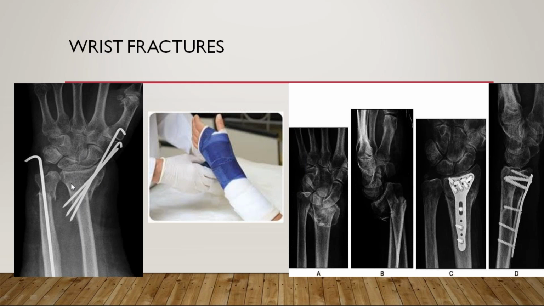If you go for operative management, two types are there. One is open reduction, and otherwise closed reduction with K-wire pinning. They will reduce the fracture site and fix it with K-wires. Otherwise, in any intra-articular fracture, that is Barton's fracture, volar Barton's or dorsal Barton's, or displaced Colles or displaced Smith fracture, we can go for open reduction and internal fixation with plates and screws. Okay, that is wrist fractures.